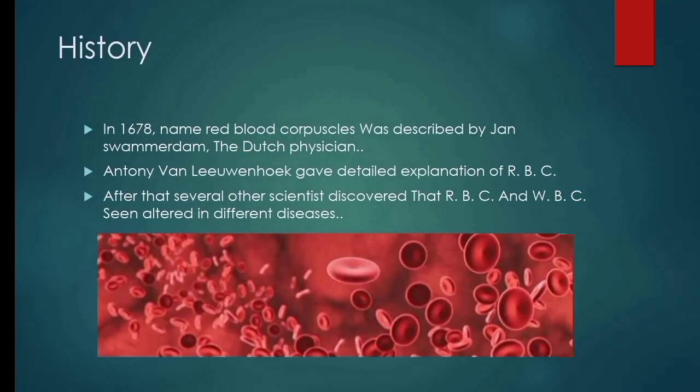First we see the history. In 1678, RBCs were described as red blood corpuscles by a Dutch scientist physician named Jan Swammerdam. And then Antony van Leeuwenhoek gave the detailed description of RBC in the 17th century. After that, several other scientists discovered that RBC and WBC were seen altered in different disease conditions.